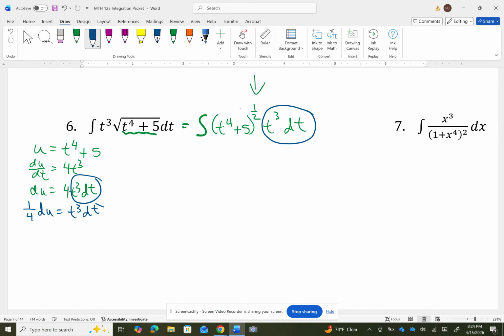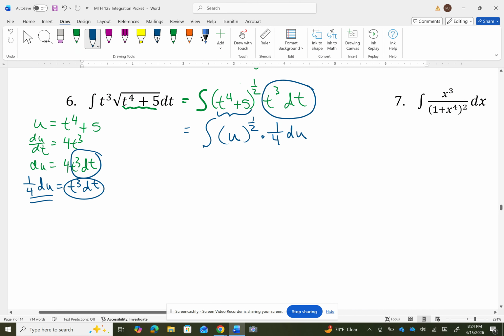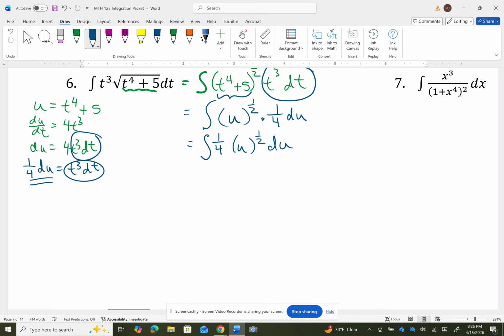So I can isolate this. Because what I'm trying to do is get u's into the mix. So now I can replace that with a u. It's raised to the 1/2 power. The t to the third dt, the equal sign tells me it's equal to 1/4 du. Okay. And then that 1/4 is really a constant. I normally like my constants to be in front, and I'll get to where I just write it there. I don't automatically put it with the du. But that's what I'm trying to integrate now.